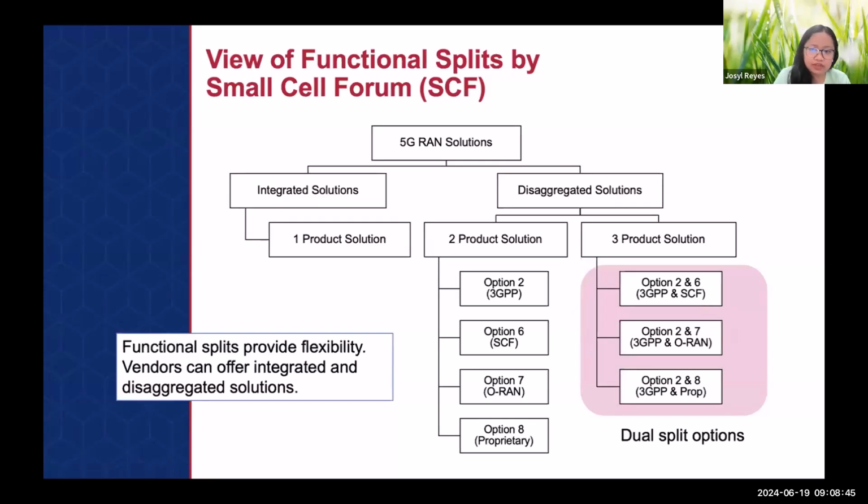Another disaggregated solution is this three-product solution wherein you have the dual split options, the combination of the high layer and low layer splits. So it's a three-product solution because you have the RU, the DU, and the CU. They are separated, no? There are three products there. And again, depending on the deployment scenario, you can select which one is best, no? Best case.